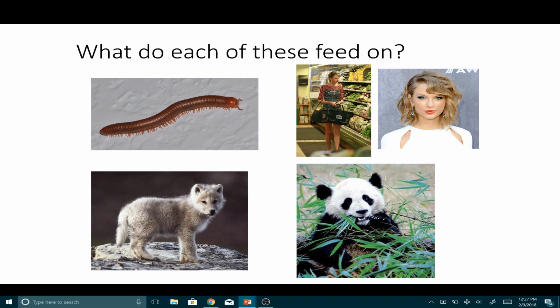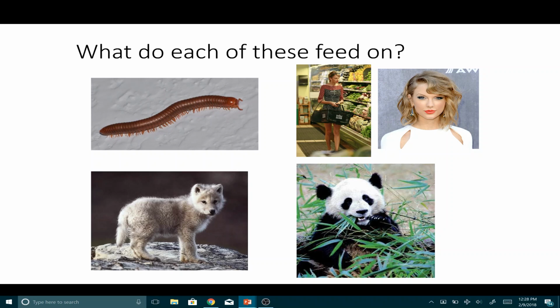All right, what do each of these feed on? So I'm not really sure. I honestly probably ought to check on this, but I put Taylor Swift on here as an omnivore, but she may be a vegetarian. I'm not really sure. But omnivores eat both producers and consumers.